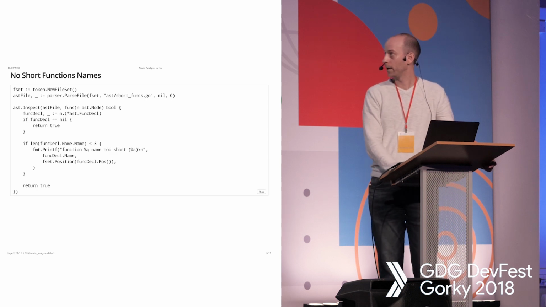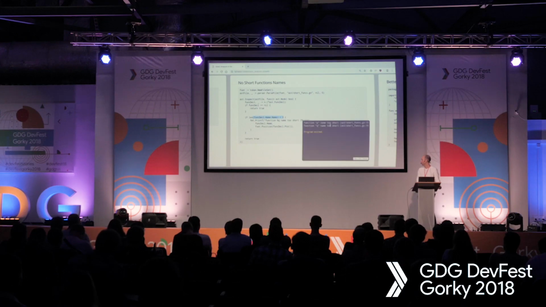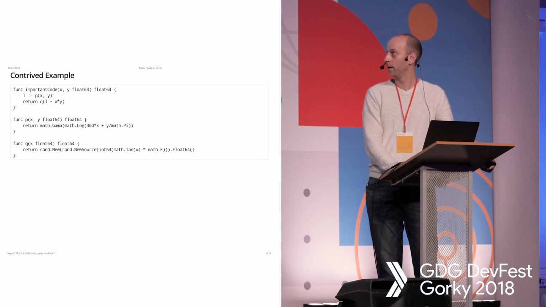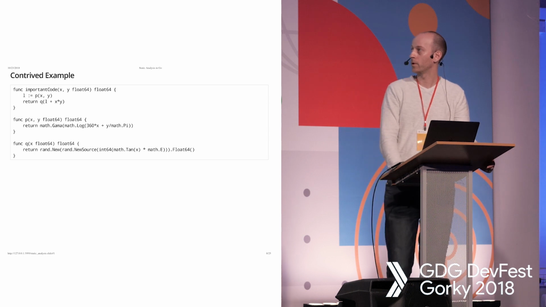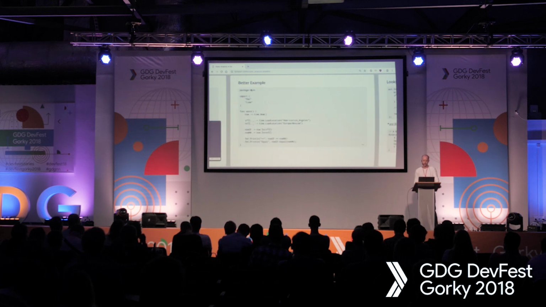And then we simply say, if the name of the function is less than 3, then we're going to print out a warning message saying your name is too short. So we can run this and try it out. And sure enough, it says P is too short, Q is too short, and it didn't give an error about important code because that name is long enough. Okay, so let's move on to a more interesting example.